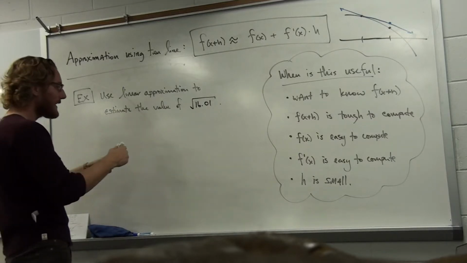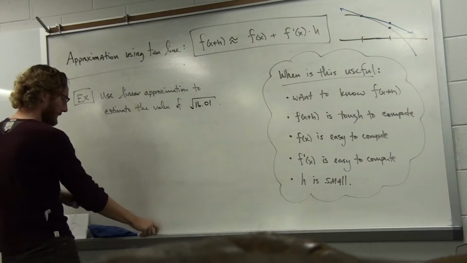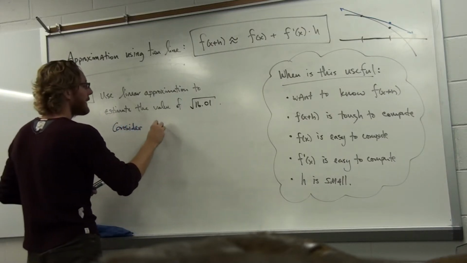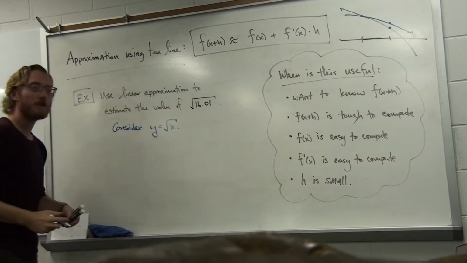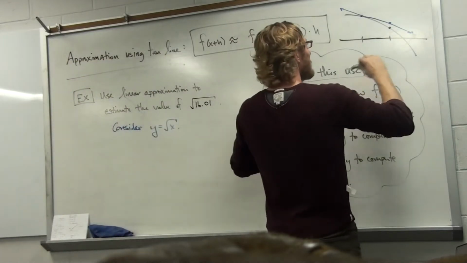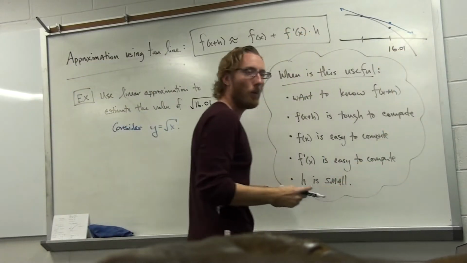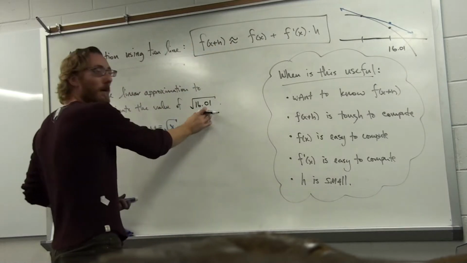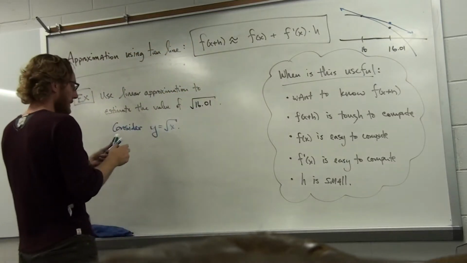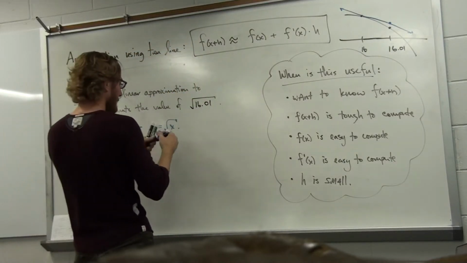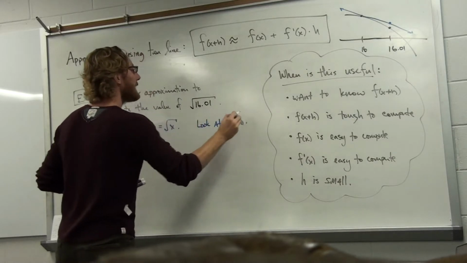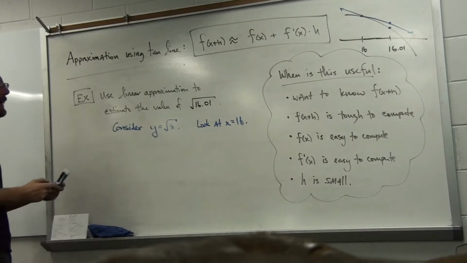Okay, so what are we dealing with here? We're dealing with the square root. So let's consider the function y equals square root x. Where are we going to look? Here we've got our point that's nasty to compute at 16.01, but that's actually quite near a point that's easy to compute, 16. So let's look at x equals 16 and go through the computation.